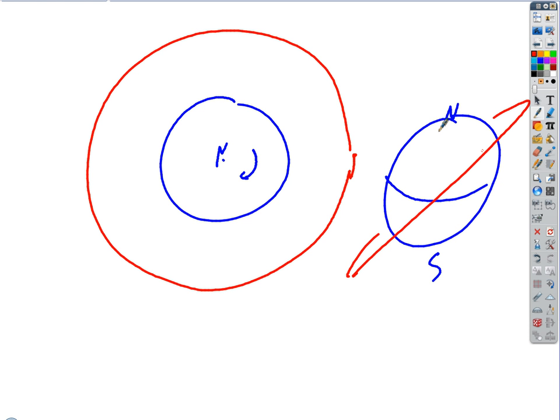Questions on that? Does that make sense? Okay. All right. So, not that that's directly related, but how does that relate to parabolas?